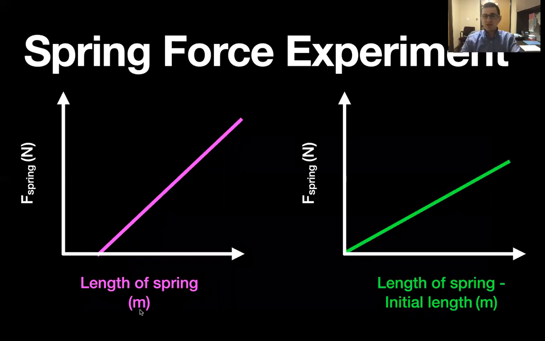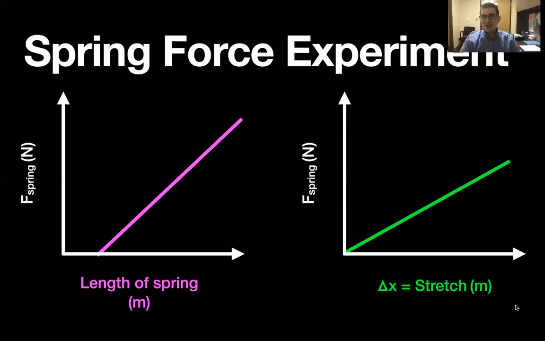So then we get the length of the spring minus the initial length, and we get this nice linear graph that goes through 0, 0. That's actually what we're going to use to make our equation. But instead of having length of spring minus the initial length, we're just going to call that the stretch. We're going to use delta x to show the stretch of the spring, which is how far it is from its rest position. And rest position was the default length of the spring.